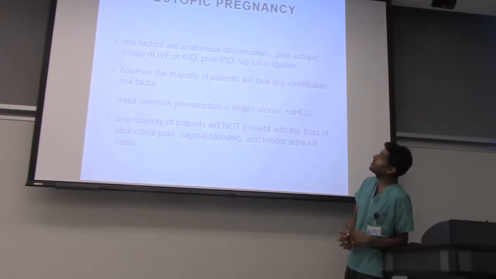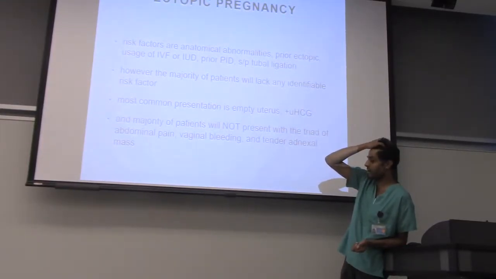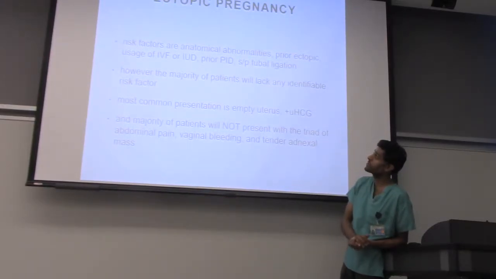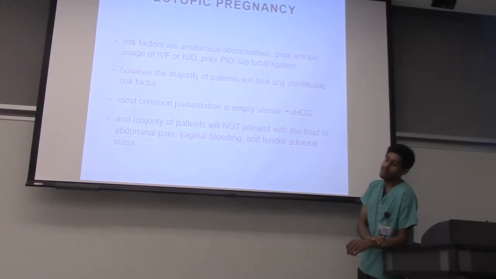I think you remember all this from med school too. The risk factors are anatomical abnormalities and prior ectopics. The increased usage of IVF and IUD have really increased the rate at which we see these, particularly heterotopic pregnancies with the IVF. Heterotopics used to be super rare, and if you saw one, you'd be pretty happy if you found that. But now they definitely happen with increasing frequency. And then obviously patients that have had tubal ligations or scarring and pelvic inflammatory disease.